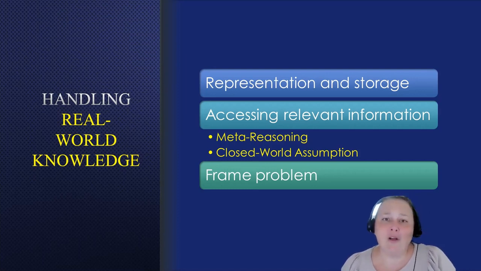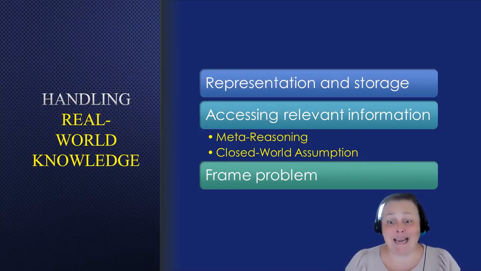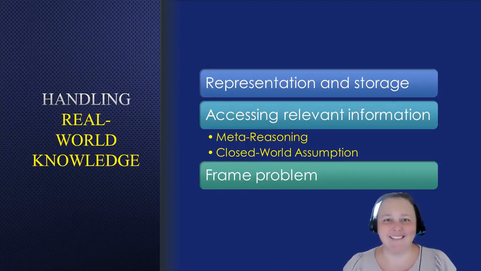Finally, we have a problem called the frame problem, and that is keeping that stored knowledge up to date as possible. If an intelligent machine is going to use knowledge to determine behavior, then the knowledge has got to be as current as possible. Otherwise, the behaviors are not going to actually mimic what a human does.